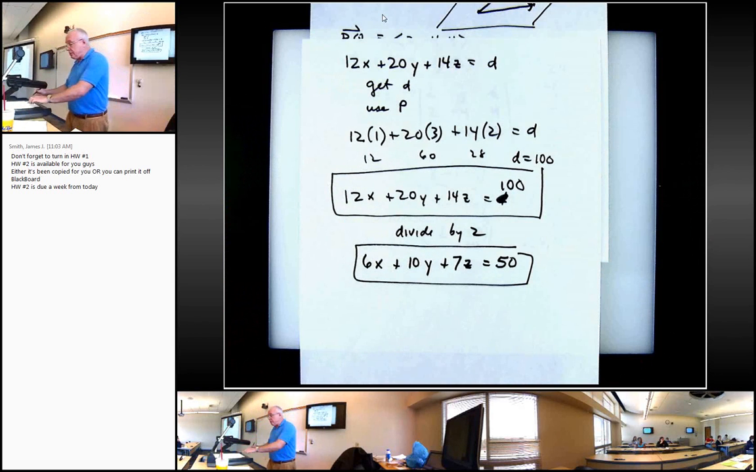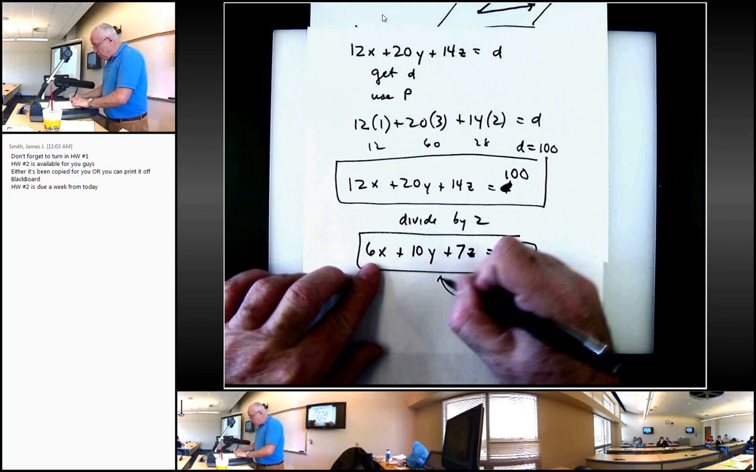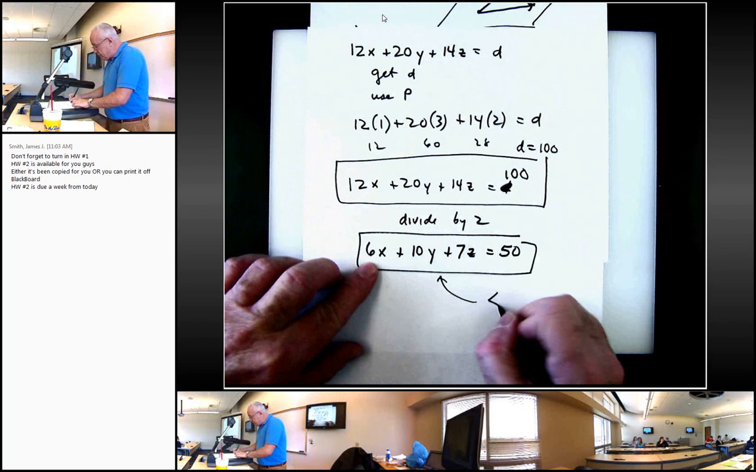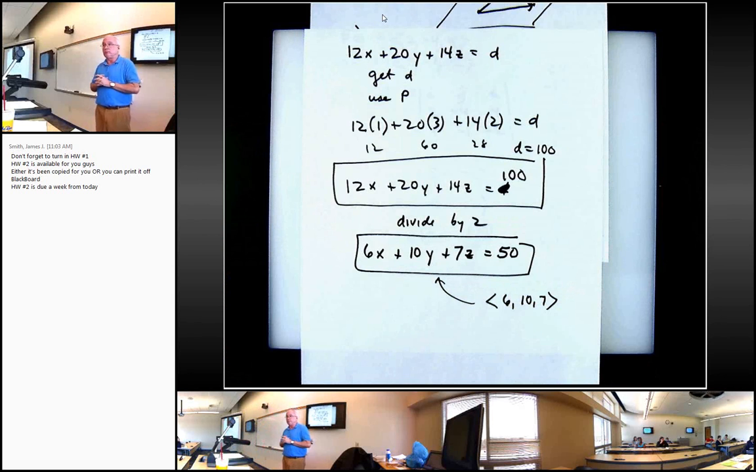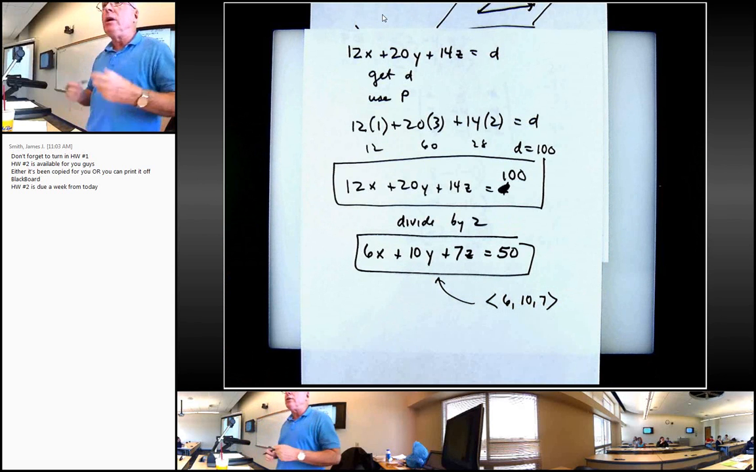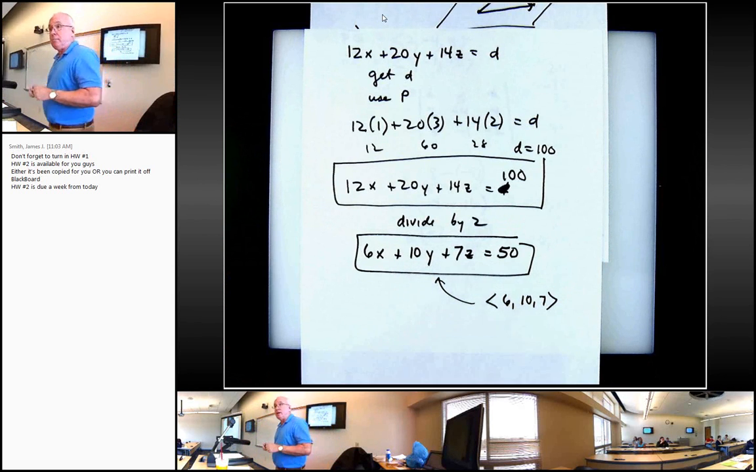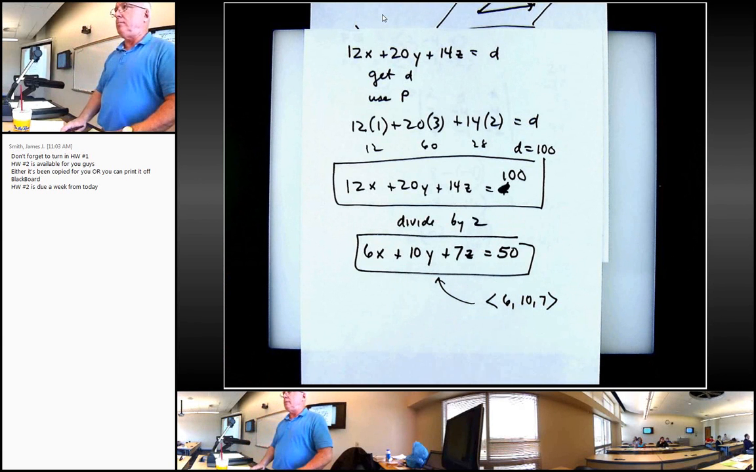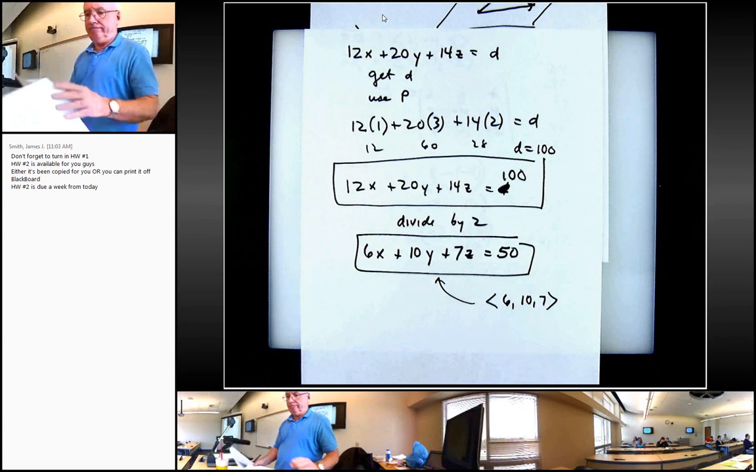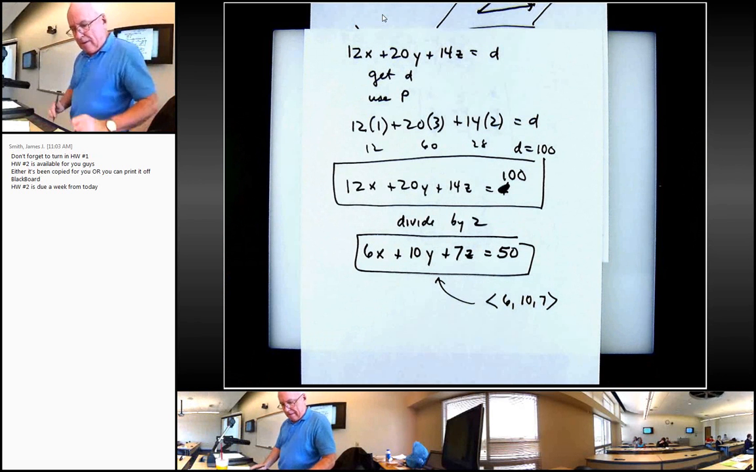And then notice here, this is with the normal vector 6, 10, and 7, which I could have used. All right? So sometimes we can make the arithmetic a little bit easier if all three of those numbers divide by something. Question on this particular example? All right.